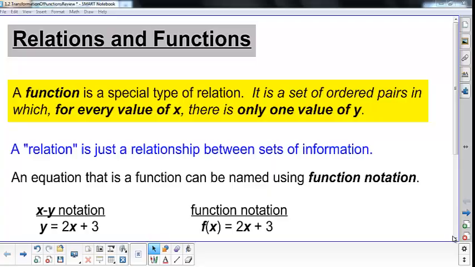To start, we're going to talk a little bit about functions and relations. Remember that a function is a special type of relation. It's a set of ordered pairs, and for every x value, there's only one value of y.